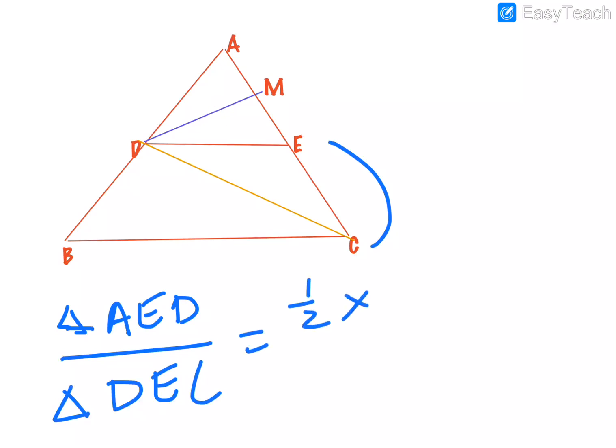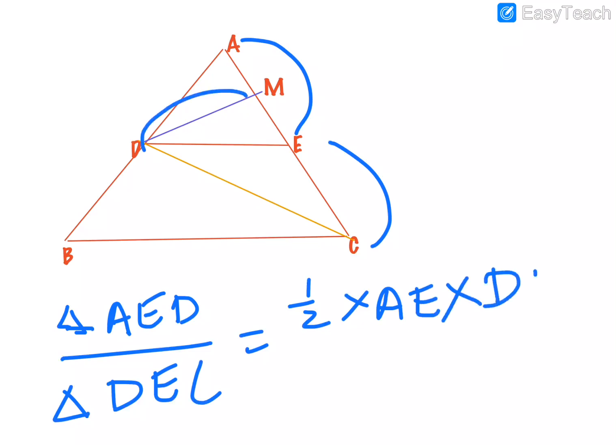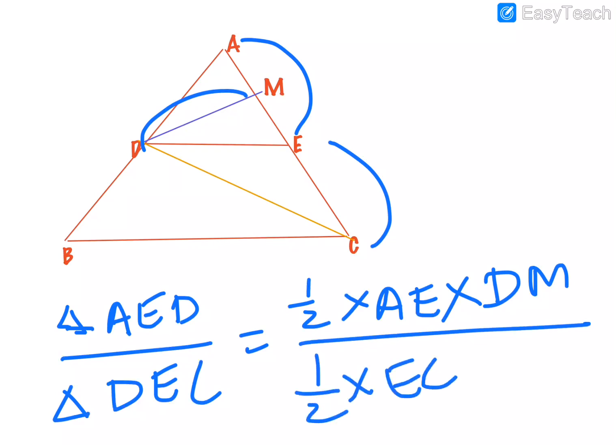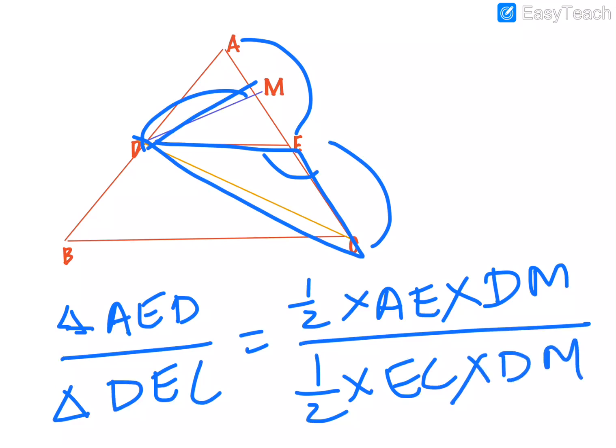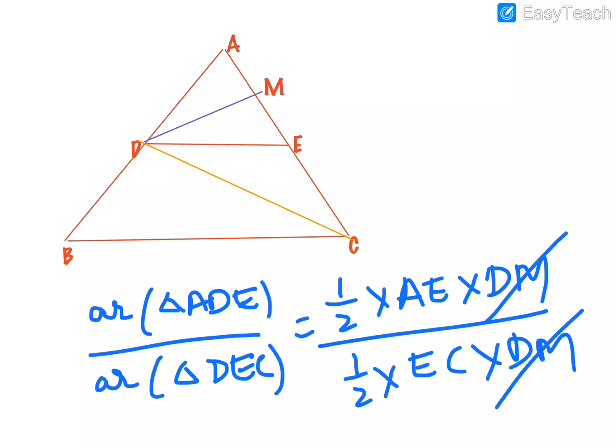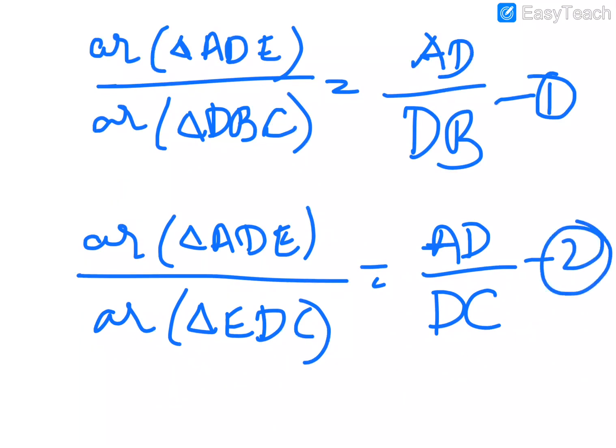So here again half into base is AE into height, same logic here, height is DM. This triangle height is DM, no confusion in that, and half into, for this triangle base is EC. Again, if you can see, for this triangle this is the height. You can see the shape clearly, it's like an obtuse triangle and it's bending towards outside, so the height comes outside only. So here in place of height we write DM. So now let's cancel DM and half. What is left out? AE by EC. Area of triangle ADE by area of triangle DEC is AE by EC. Let's note this down. So this is the fact we have proved, and let's call it 2.